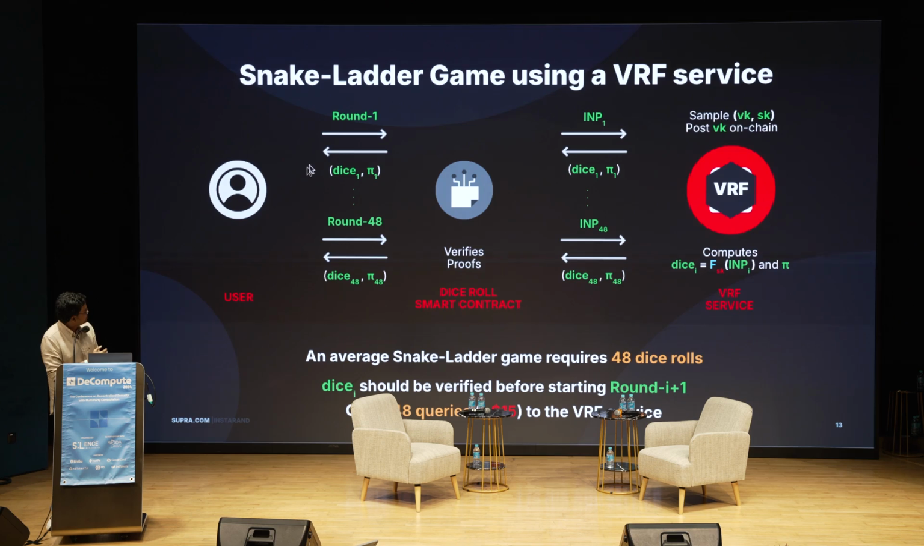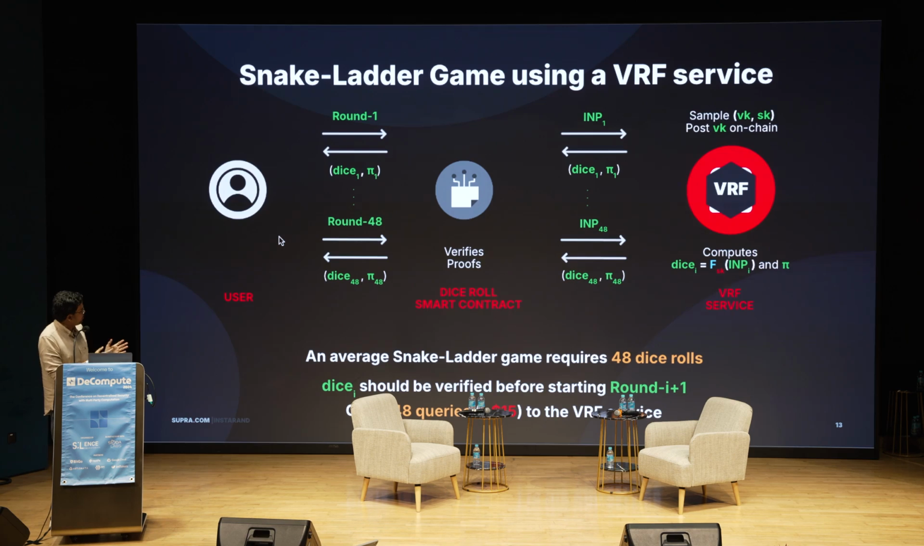Okay, so if you use this traditional VRF service to play the snake and ladder game, where you want the die value of a particular round to be verified and used before starting the next round, then it would require 48 queries to the VRF service. And this is going to be very expensive. So that's going to cost around $15 if I take the Chainlink gas cost estimates.